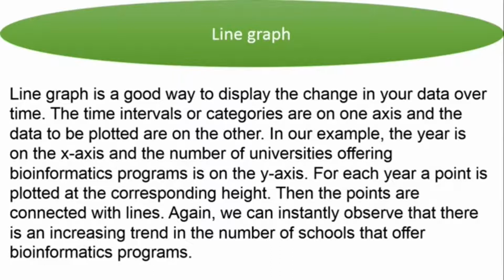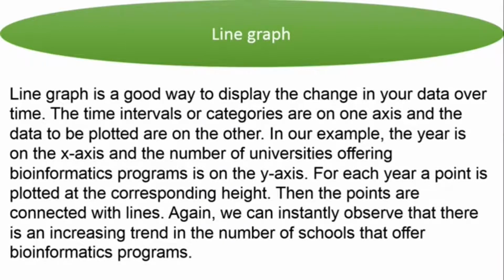A line graph is a good way to display the change in your data over time. The time interval or category are on one axis, and the data to be plotted are on the other. In our first example of bioinformatics courses, the year is on the x-axis and the number of universities offering bioinformatics programs is on the y-axis. For each year, a point is plotted at the corresponding height. Then the points are connected with a line.